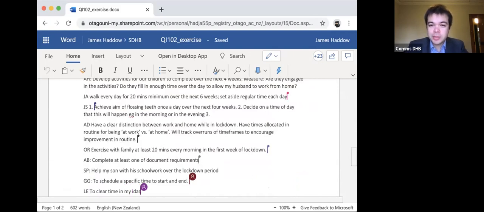Don't worry if it's not finished. And don't worry if it's not perfect. This is simply just an exercise, and the next exercise we do is probably more important.